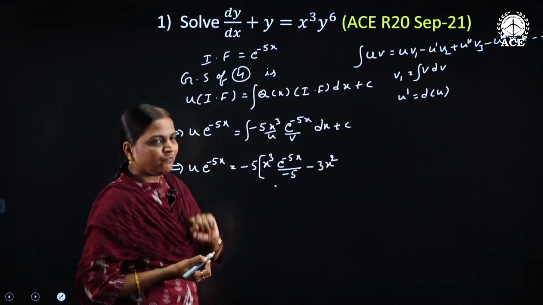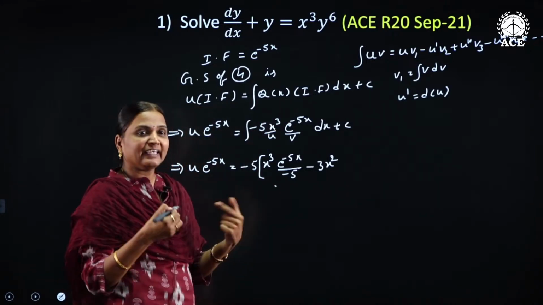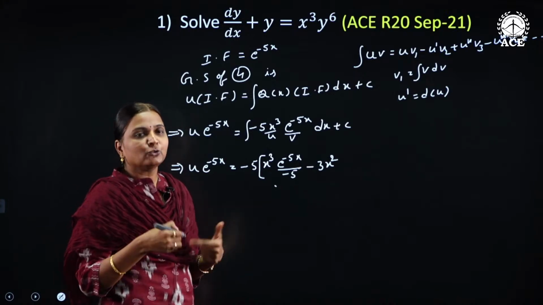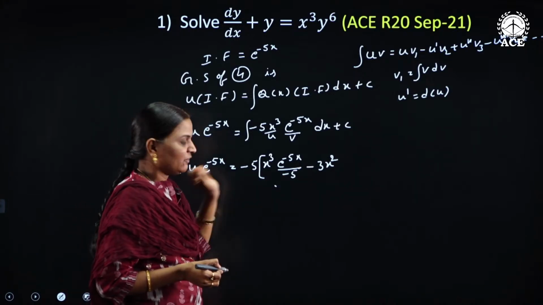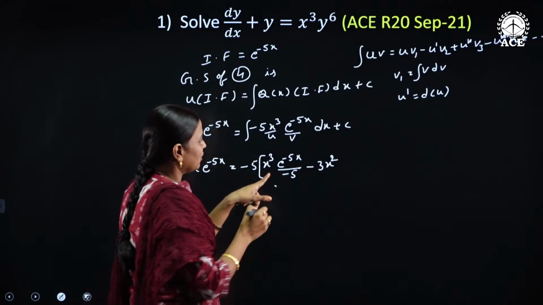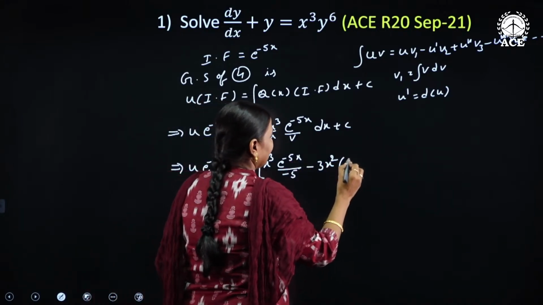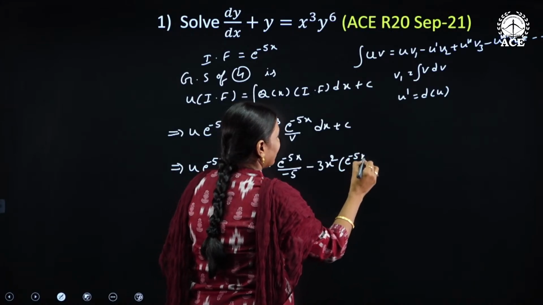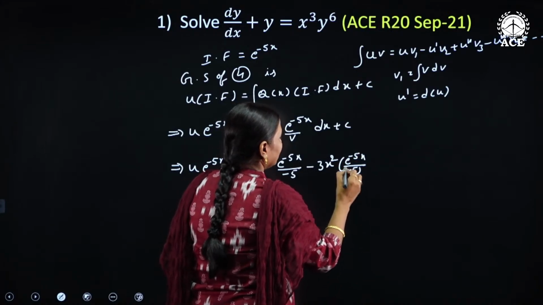3x square into v2. v2 is nothing but integration of v1. Already we know v1, so if you integrate this v1, we get v2. So, what is the integration of e power minus 5x by minus 5? E power minus 5x by minus 5 whole square.